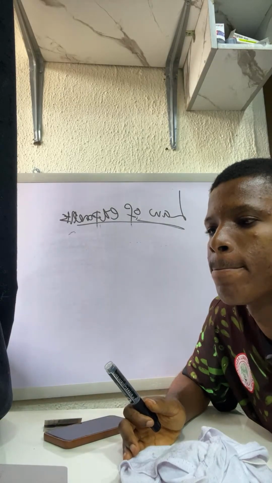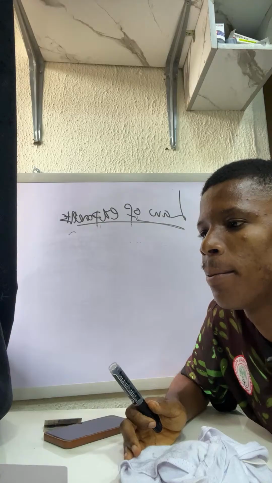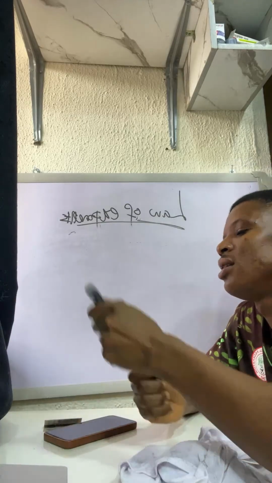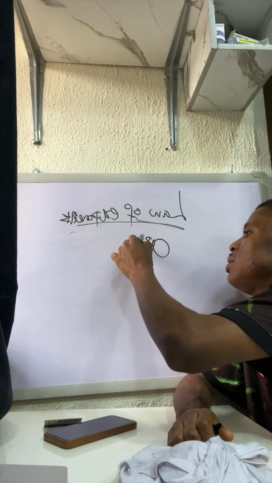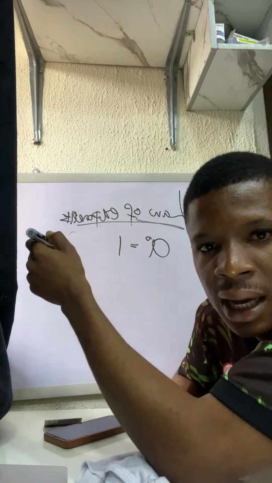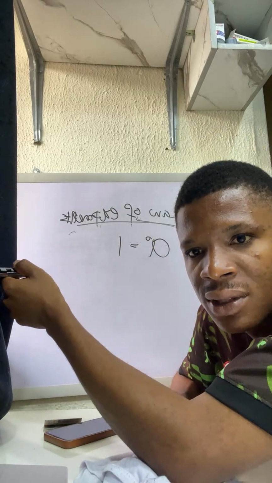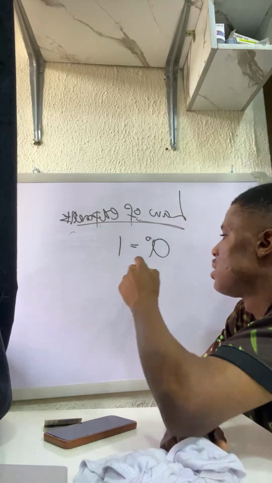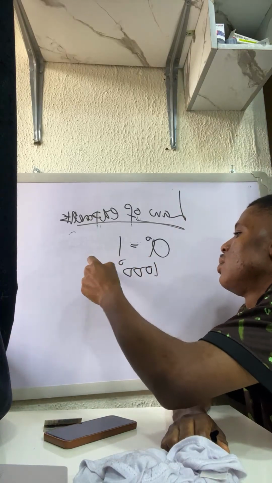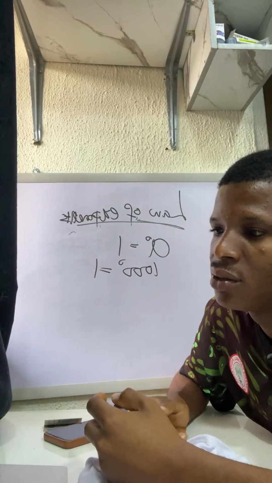Okay. Over to the next law. The next law we have is that a to the power of 0 is 1. This is telling you that any number you raise to the power of 0 is giving you 1. Let's say 1000 to the power of 0 is also 1.